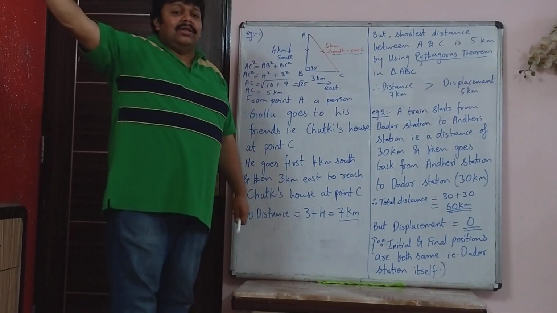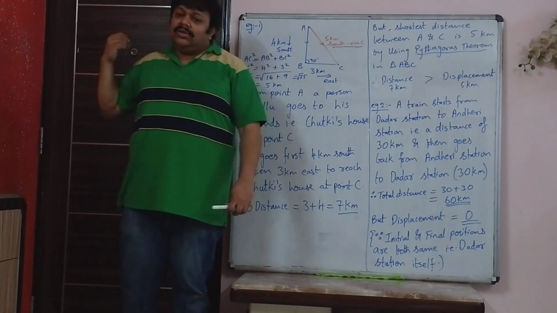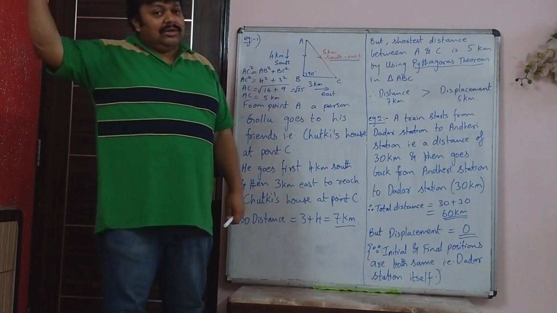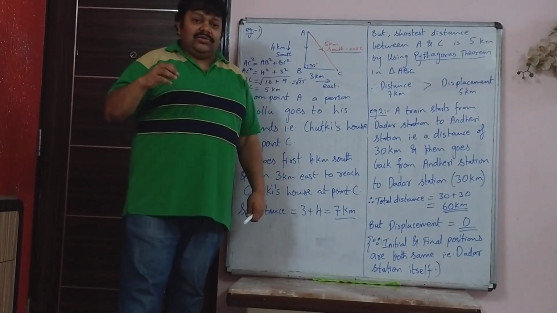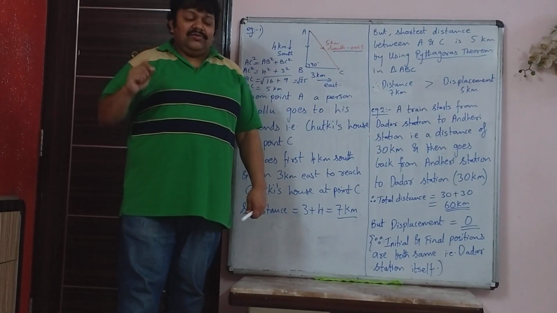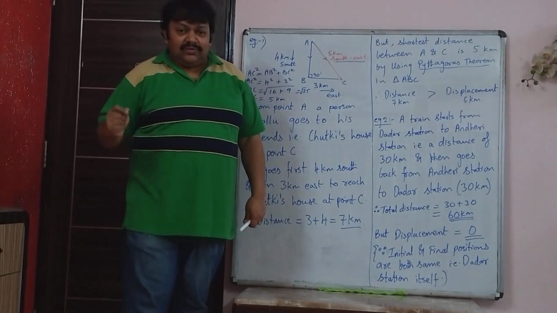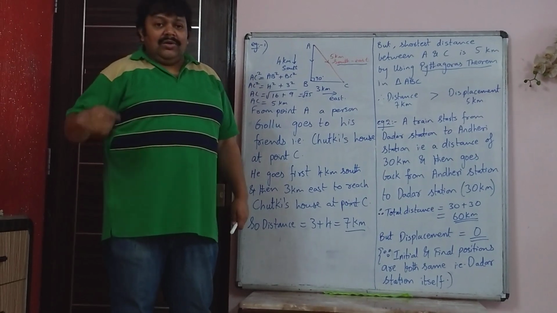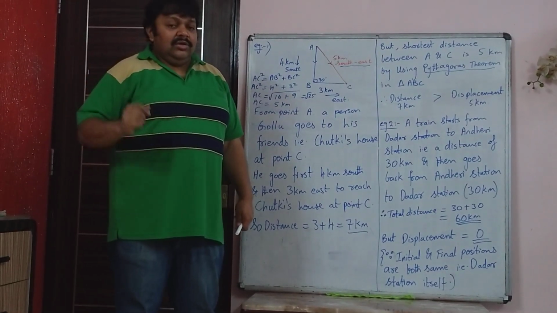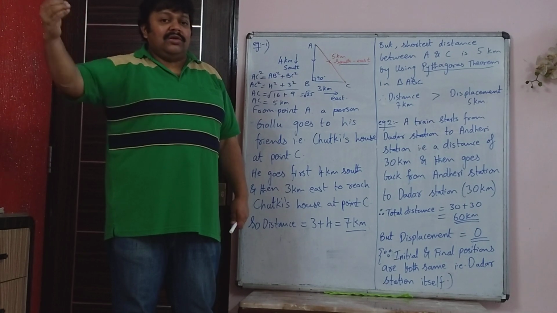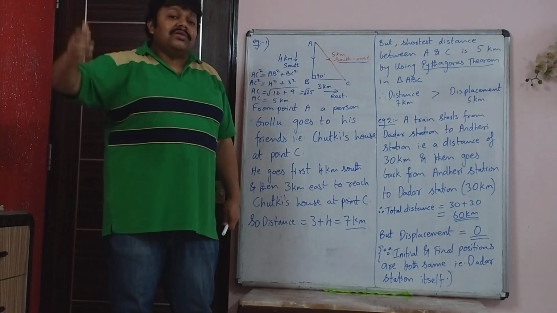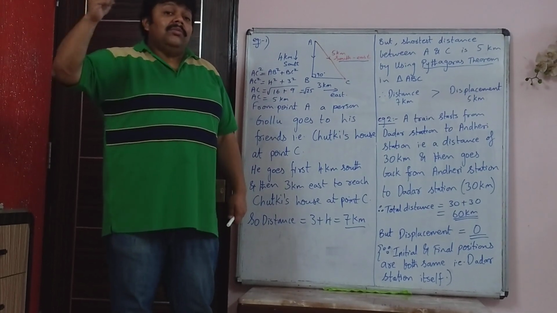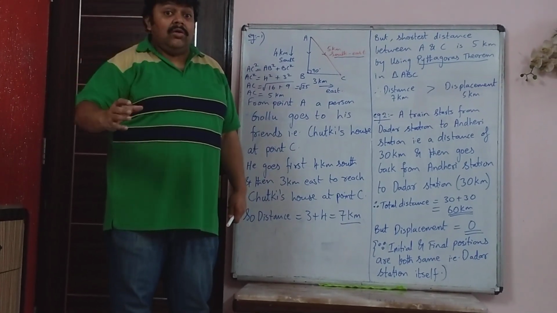Now a second example, very practical and simple. Let's say a train is starting from Dadar station and it is coming to Andheri station. Let's say it has travelled a distance of 30 km, Dadar to Andheri. So distance travelled is 30 km. After that, the same train goes back from Andheri station to Dadar station. So now it has covered another 30 km. So total distance travelled by this train is 30 plus 30, 60 kilometers. So total distance is 60 kilometers, but displacement is 0.